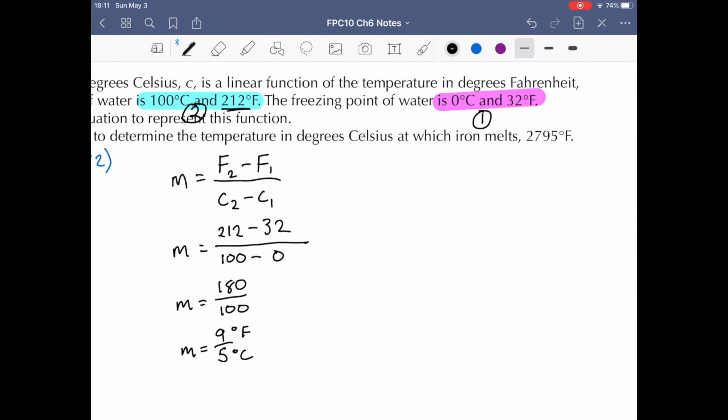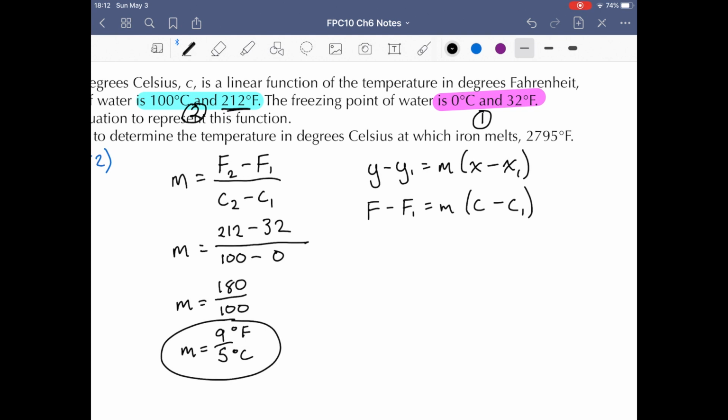All right, now let's take a look at our point slope form. Our point slope form looks like this: y minus y1 equals m times x minus x1. Now we're going to change this from y's and x's to Fahrenheit and Celsius. Fahrenheit minus Fahrenheit number 1 is equal to our slope times Celsius minus Celsius number 1. Now we know the slope is right here. It's 9 over 5. And we know a point right here. So let's put this stuff in.